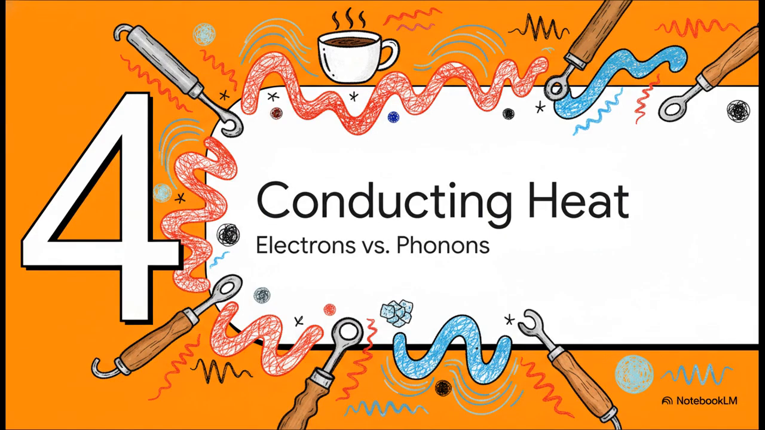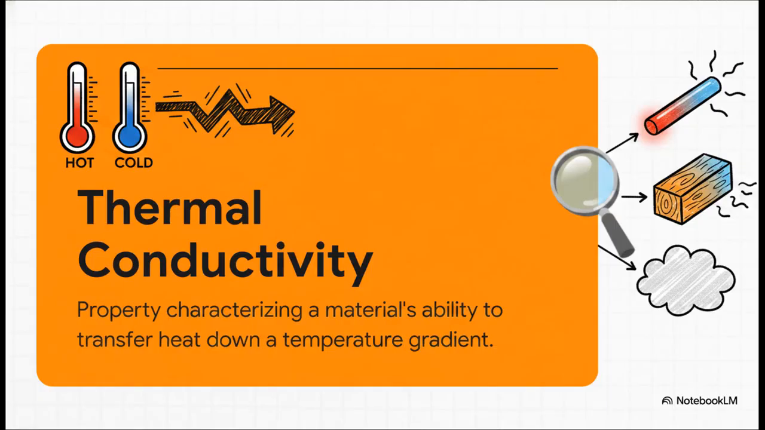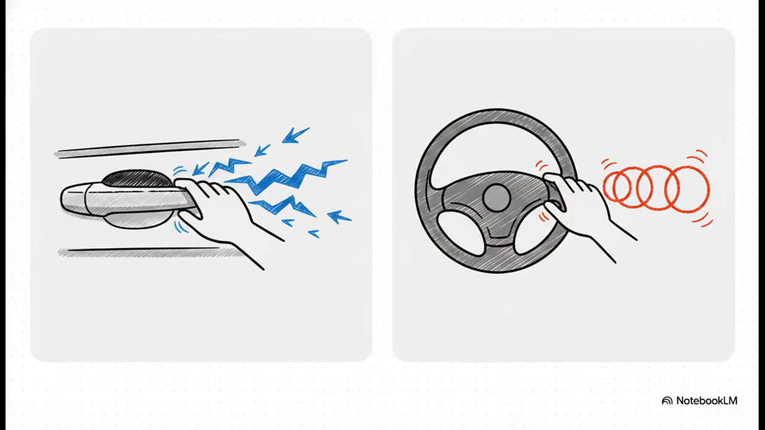The answer lies in Section 4, How Materials Conduct Heat, Electrons versus Phonons. This is all about how heat moves through different materials. At its core, thermal conductivity is simply a measure of how efficiently heat gets transported from a hot region to a cold region within a substance. Heat is always going to flow down the temperature gradient, but the actual mechanism pulling that off depends entirely on the material. And this contrast perfectly solves our cold car mystery.